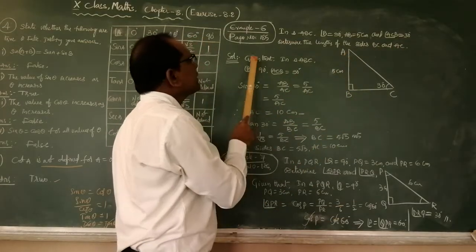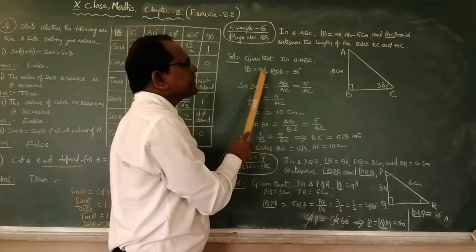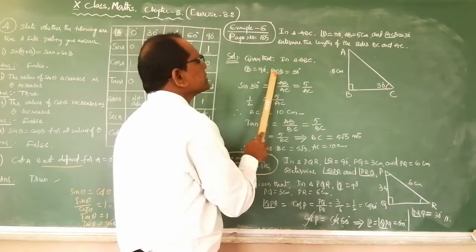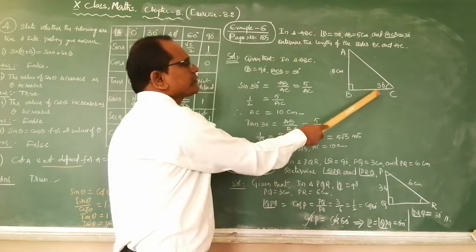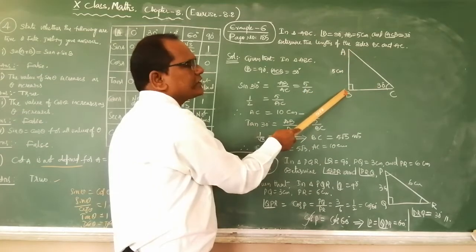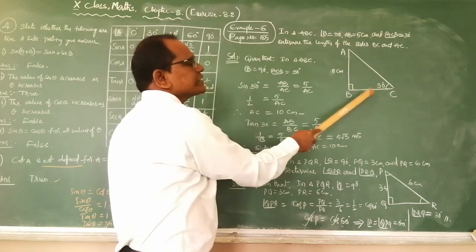So in the right angle triangle ABC, given that the right angle is at B, 90 degrees, and angle ACB equals 30 degrees, meaning angle C is 30 degrees. One side is given, and the remaining two sides, AC and BC, we have to find out.